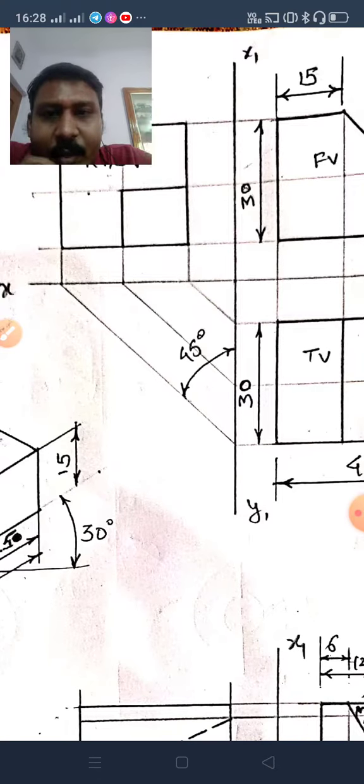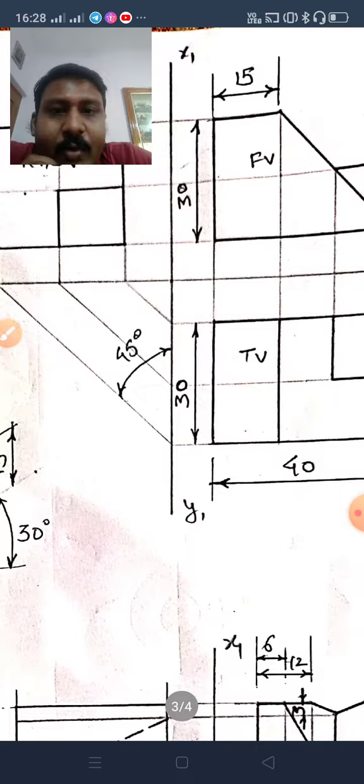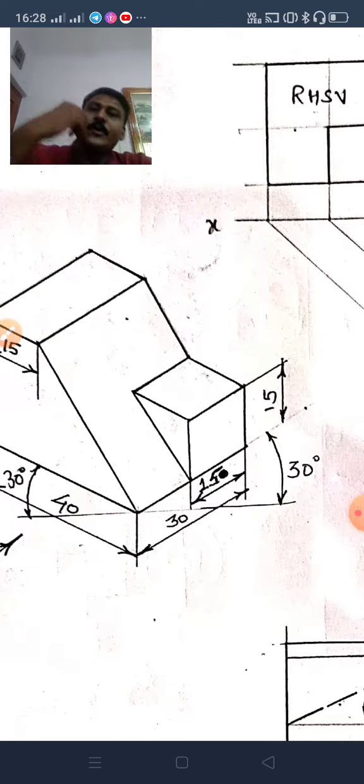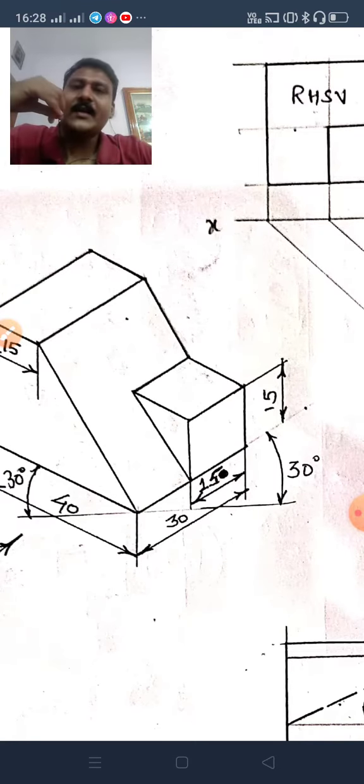This is the orthographic projection, and in isometric projection it is just the opposite: the two-dimensional figure will be given to you, and you have to draw the three-dimensional figure. So you need to know how to draw both diagrams. First of all, we will talk about how we can transform this three-dimensional figure into a two-dimensional figure.